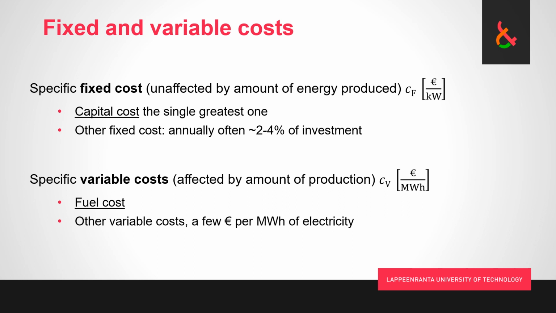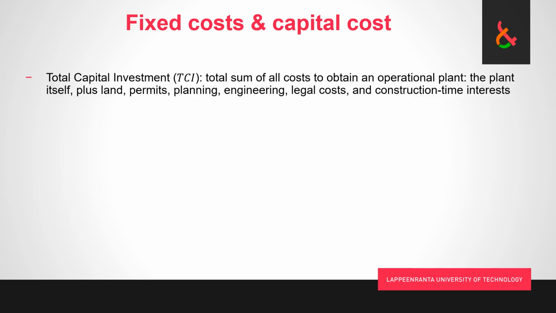And now if we start to look at the fixed cost, and specifically we start from the capital cost because that was the biggest one. So first of all, we've got total capital investment. We call that TCI with the acronym, and that's the total sum of all the costs to get to the point where we have a power plant ready to start operation.